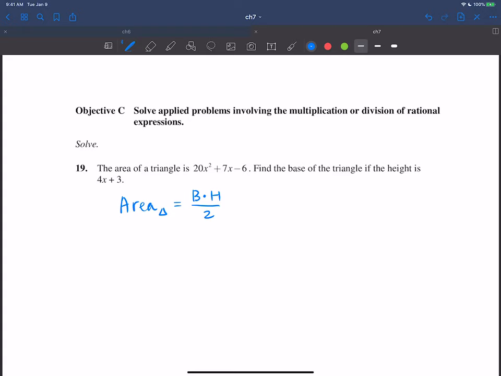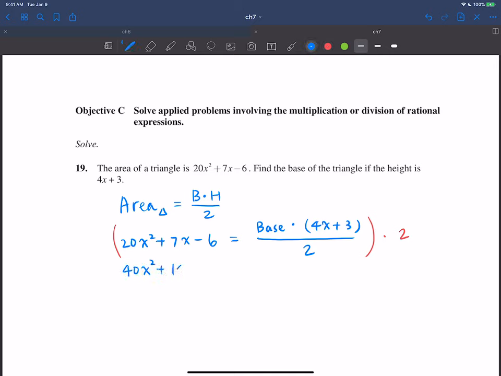So let's use what is given and plug it into this formula. The area is 20x squared plus 7x minus 6. It's equal to base, which we don't know, times the height. The height is 4x plus 3 and over 2. And we simply solve this equation for base. So first thing to do is I'm going to multiply both sides by 2. And that's going to give me 40x squared plus 14x minus 12 equals base times 4x plus 3.